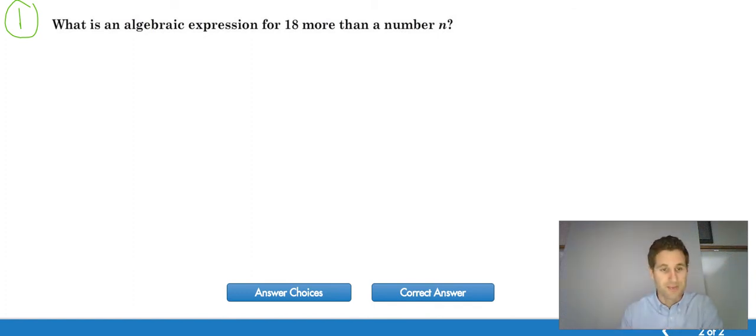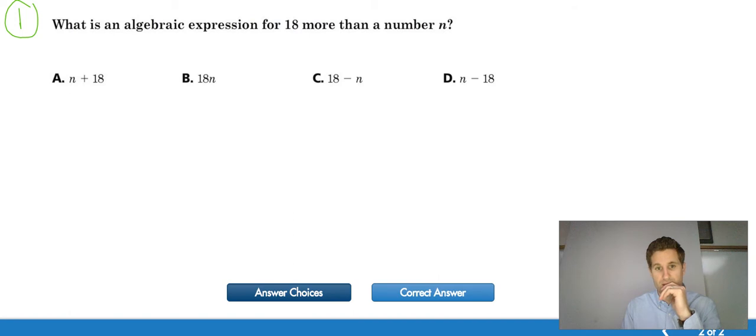Okay, anyways, this is our first problem. It says, what is an algebraic expression for 18 more than a number? Okay, this could be kind of confusing. Let's take a look at what some of our answer choices could be. So, what we really have to diagnose is, what does the word more mean? Does it mean addition, subtraction, multiplication, or does it mean division? Okay, so that's our question.